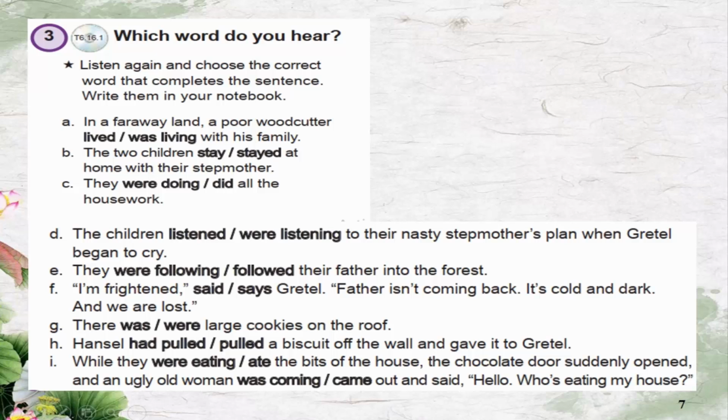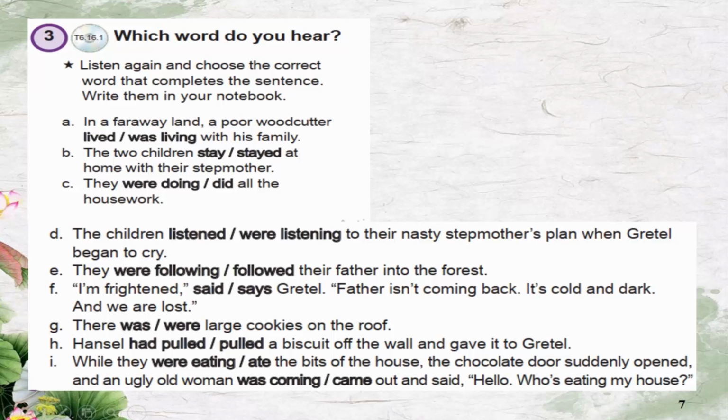That night, the nasty stepmother said to her husband, "You must take the children into the forest and leave them there." "I can't do that. I love them," said the woodcutter. "But we don't have enough food," said his wife. "Take them tomorrow and leave them." The children were listening to their nasty stepmother's plan when Gretel began to cry. Hansel hugged his sister. "Don't cry, Gretel. I have a plan too," he said.